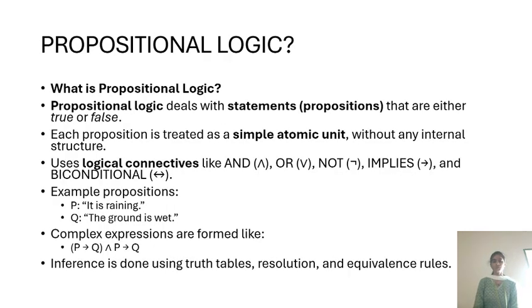Propositional logic. What is propositional logic? Propositional logic deals with statements that are either true or false. Each proposition is treated as a simple atomic unit without any internal structure. It uses logical connectives like and, or, not, implies, and biconditional. Example propositions: P, it is raining. Q, the ground is wet. Complex expressions are formed like P implies Q. Inference is done using truth tables, resolution, and equivalence rules.